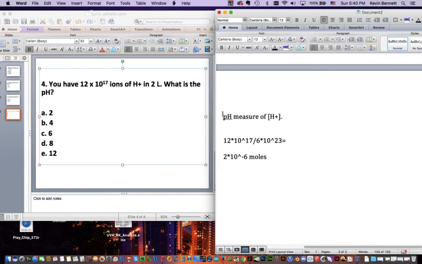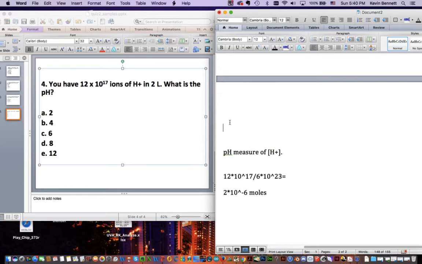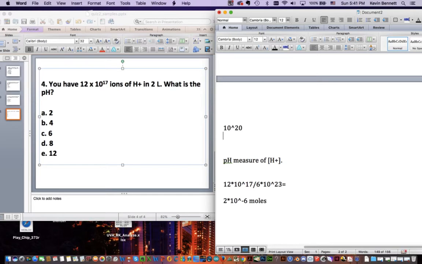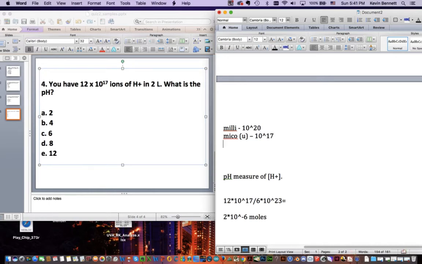So an interesting way to remember this is, let's start with Avogadro's number. 1 milli down from that is 10 to the 20th. That's a milli. Okay? That's 1/1000th, right? Because you're going down 3 orders of magnitude. A micro, which is that Greek mu, written with a funny mu, is 10 to the 17th. It's a micromole. It's 6 times 10 to the 17th.